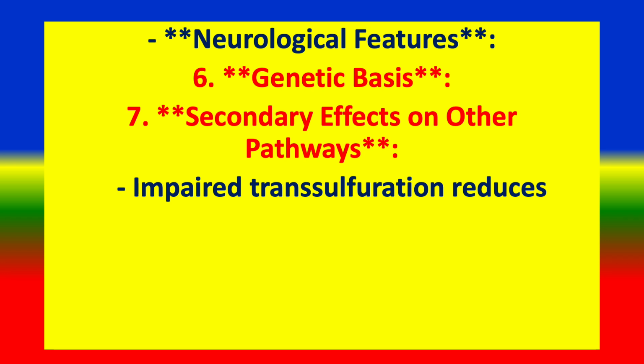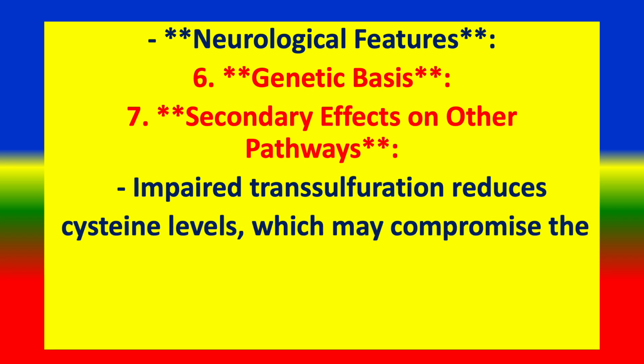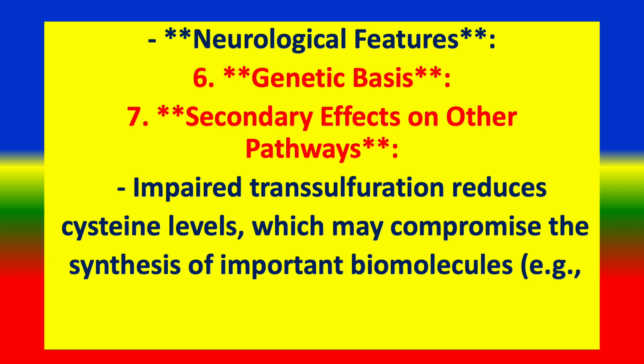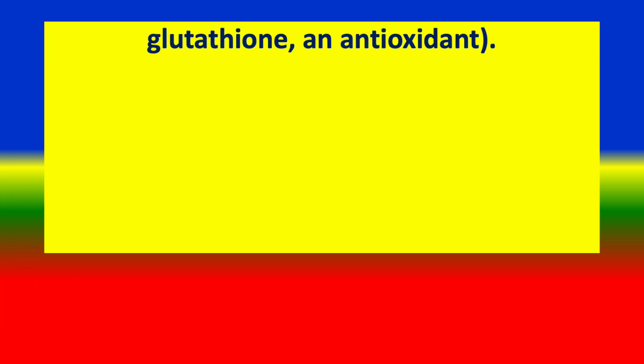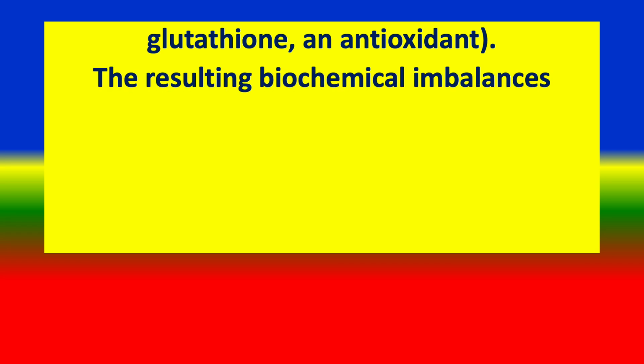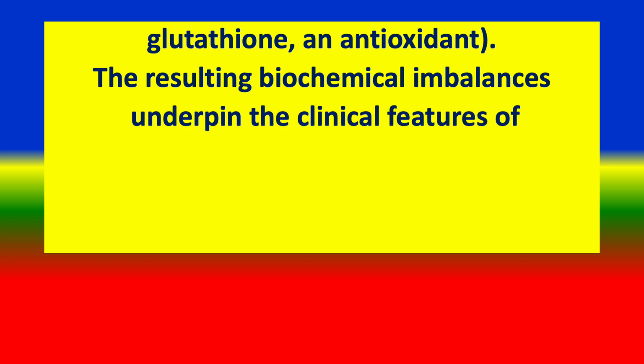Impaired transsulfuration reduces the cysteine levels, which may compromise the synthesis of important biomolecules. Example: glutathione, an antioxidant. The resulting biochemical imbalances underpin the clinical features of homocystinuria.